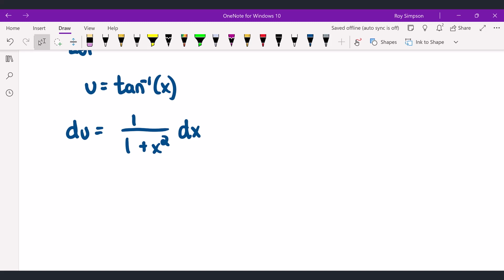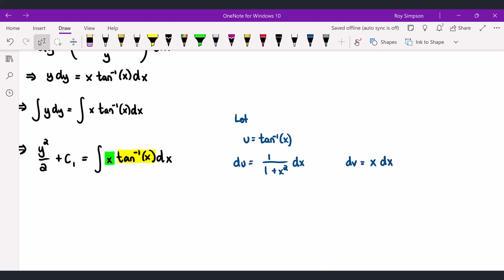Now, we all agreed dv, what we're going to integrate, is going to be played by x, but don't forget the little dx there, because whatever you integrate has to involve a differential. So let's go ahead and integrate that dv. It'll lead us to v is equal to x squared over 2. In these cases, you don't have to worry about the constant of integration. You should have learned that in your Calc 2 course.